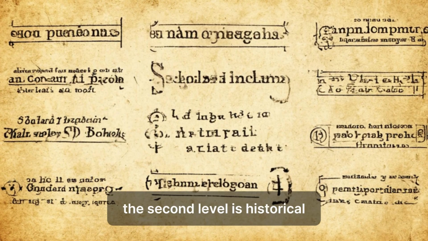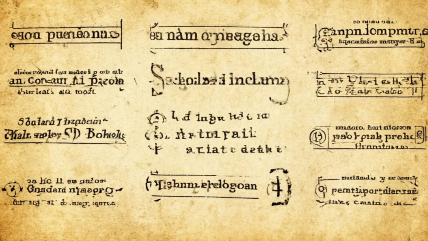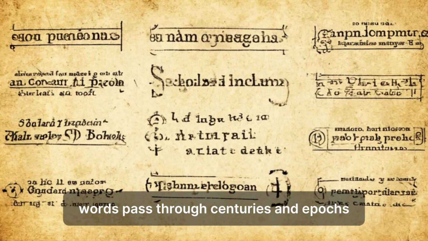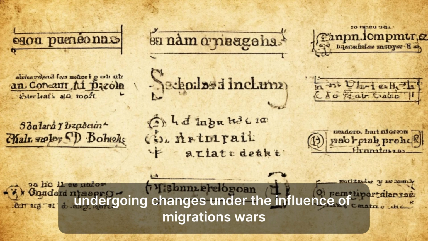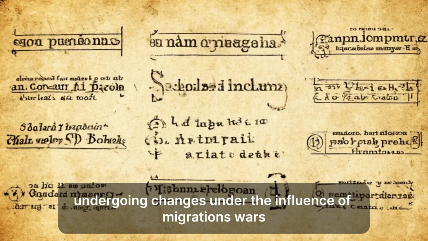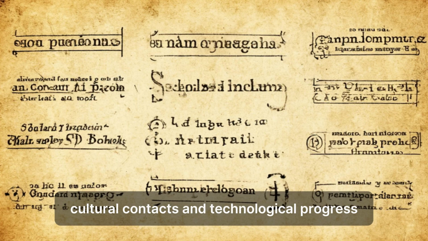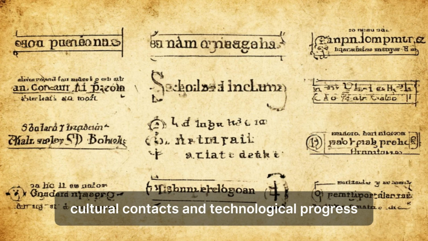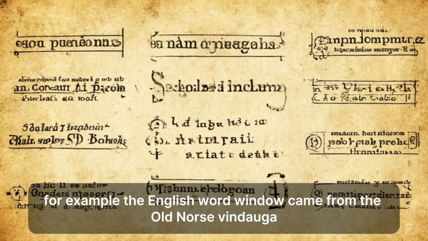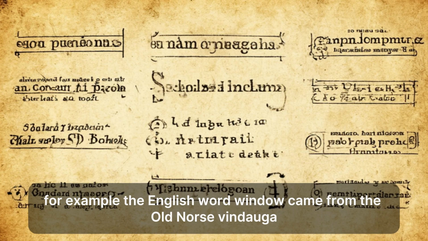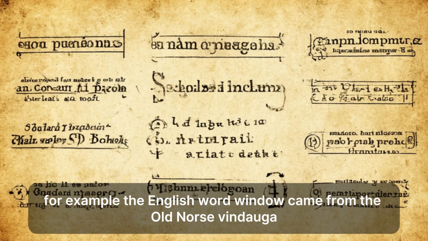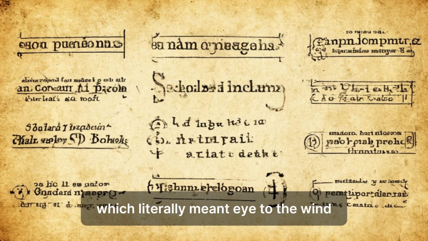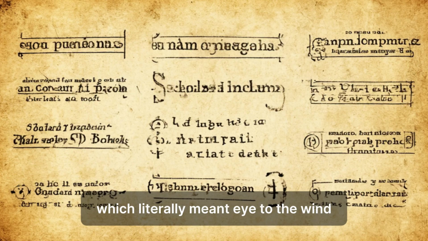The second level is historical. Words pass through centuries and epochs, undergoing changes under the influence of migrations, wars, cultural contacts, and technological progress. For example, the English word window came from the Old Norse vindauga, which literally meant eye to the wind.